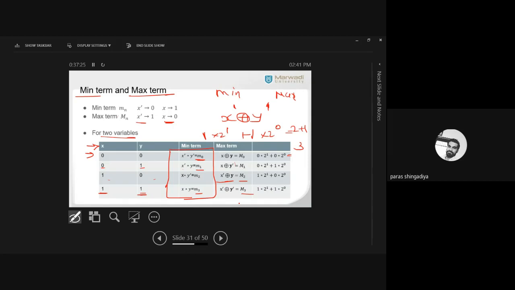So is there any confusion in the evaluation of min term and max term values? Because we'll apply the same procedure for 3 variables also in the next table. So is there any doubt in any of the steps, why it is M1, why it is M0, why it is capital M1? Is there any confusion?